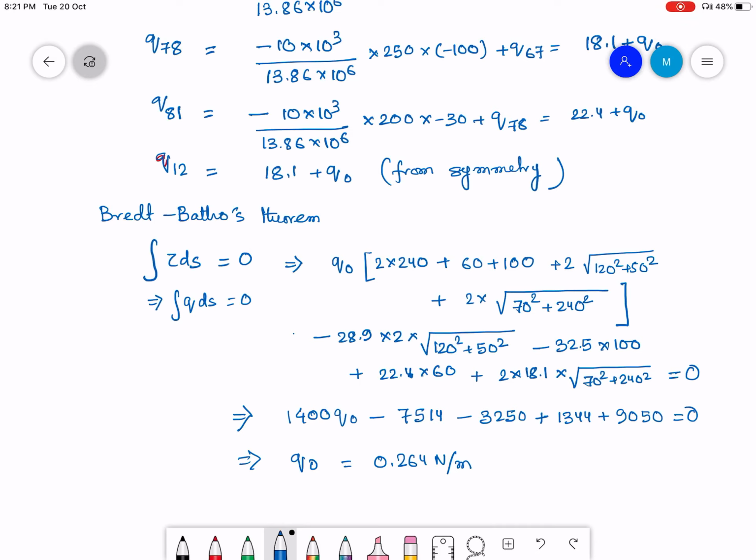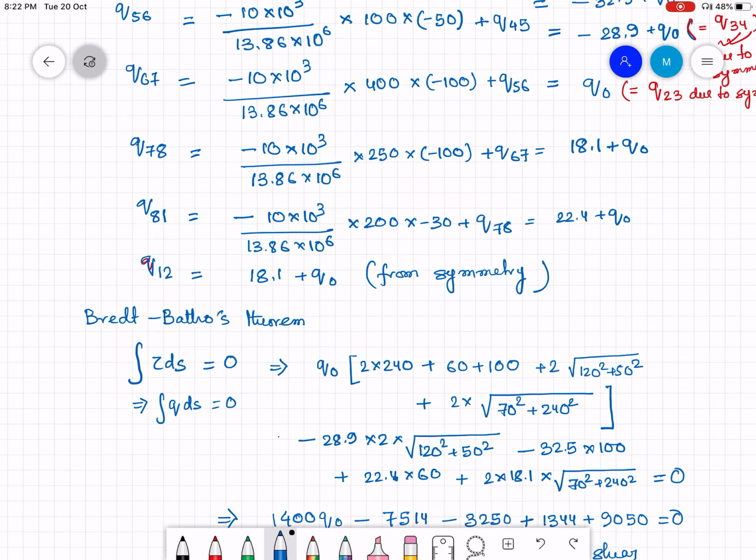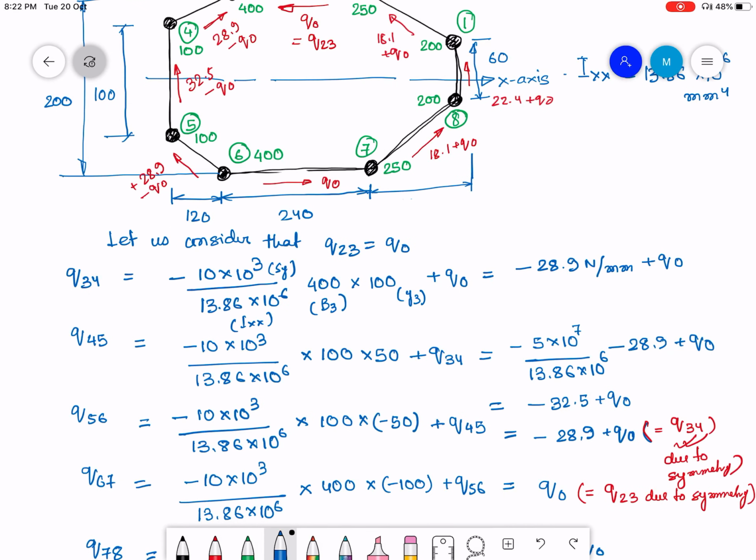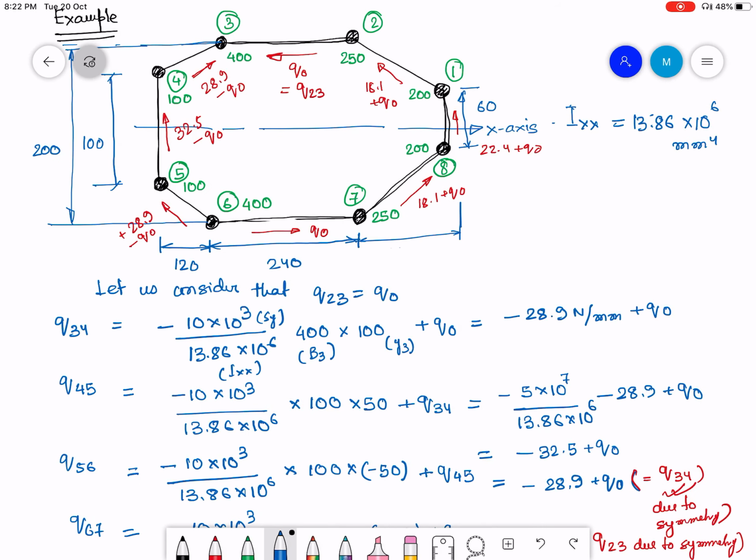Once I know Q0, I have to just substitute in the above equation and get all the shear flows. Since Q0 is a very small number, the signs of the shear flow are not going to change much. Since Q0 is only 0.264, the signs that we have drawn are not going to change much, and the shear flow is going to look exactly the way we have done.